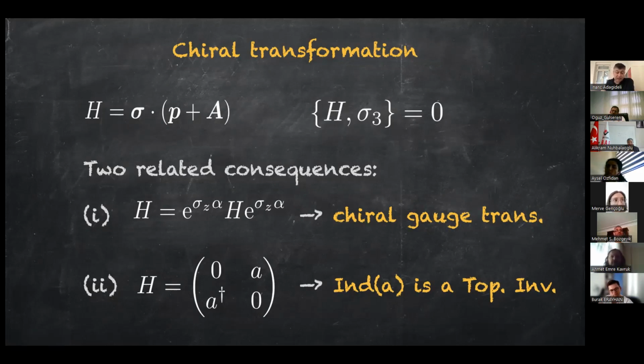Now, this is a chiral gauge transformation because, just like the gauge freedom comes from the local phase, the phase of the wave function is indefinite.